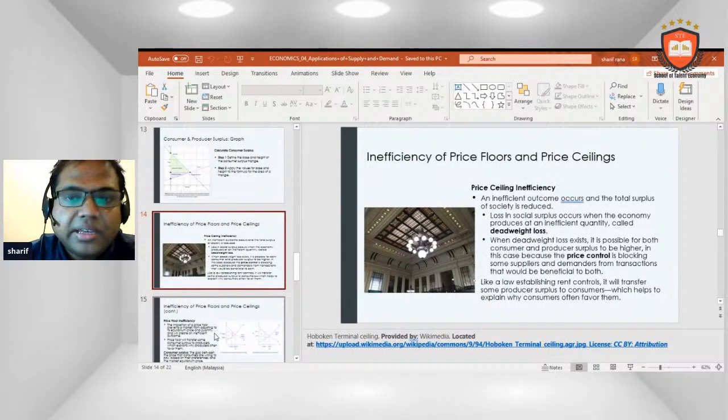Price ceiling inefficiency. An inefficient outcome occurs and the total surplus of society is reduced. The loss in social surplus that occurs when the economy produces at an inefficient quantity is called deadweight loss. When deadweight loss exists, it is possible for both consumer and producer surplus to be higher, in this case because the price control is blocking some supply and demand from transactions that would benefit both. Like a law establishing rent control, it will transfer some producer surplus to consumers, which helps explain why consumers often favor them.